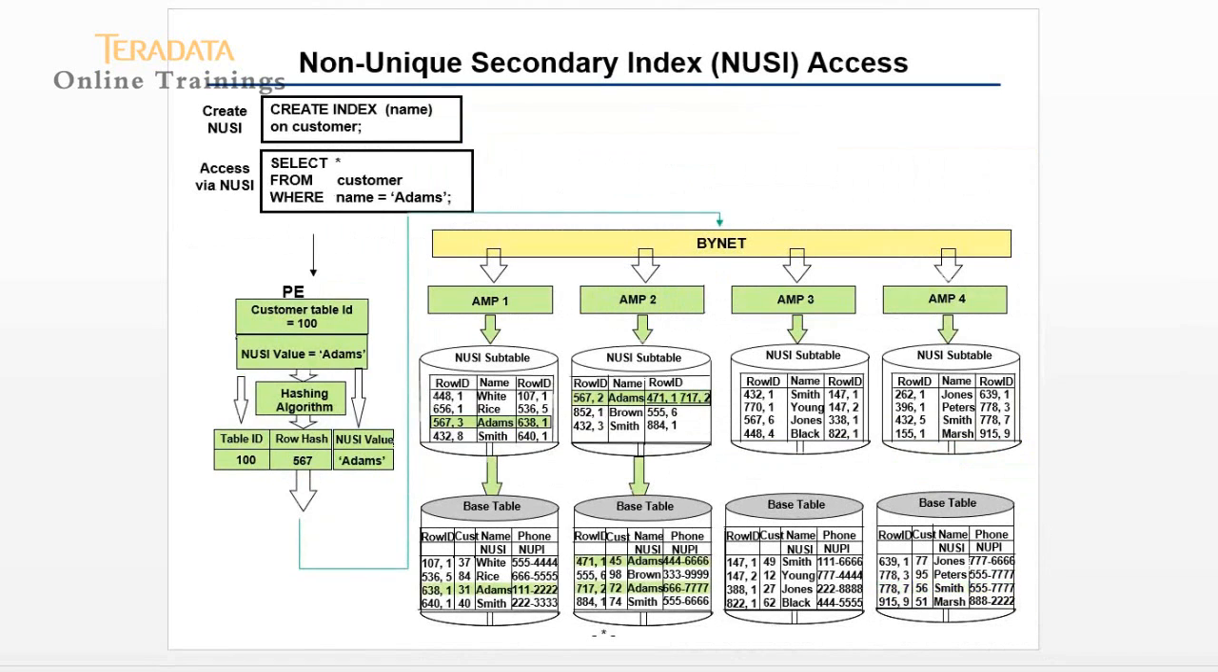And non-unique secondary index. A non-unique secondary index is actually more than 2 AMP, because if you see the same query, if you say non-unique secondary index value is equal to Adams, Adams must be a duplicate value. That's why it is non-unique, right? So whenever you say value is equal to Adams, it will check for the corresponding row hash value. That is 567, the row hash.